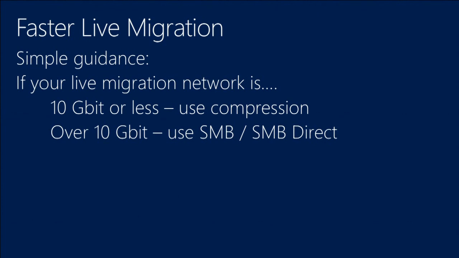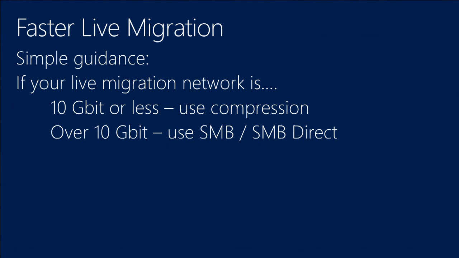If your live migration bandwidth is 10 gigabit or less, then use compression. All the testing that we've done has said that we'll get things faster. If you have greater than 10 gigabit available for live migration, then use SMB direct. So a couple of key things to point out here. If you have two 10 gigabit links and it's not RDMA enabled, use SMB. It will be faster. That's what our testing has shown.